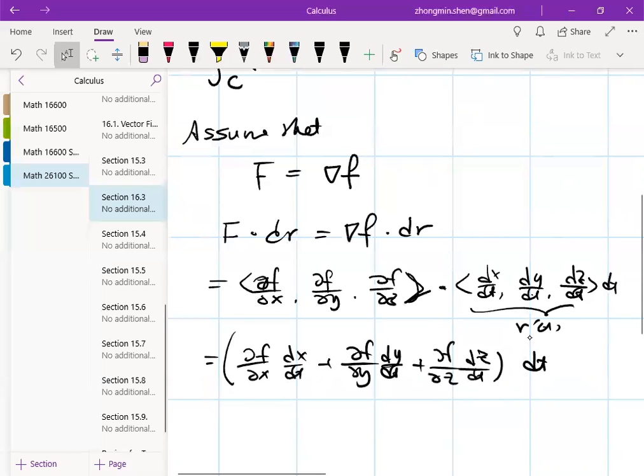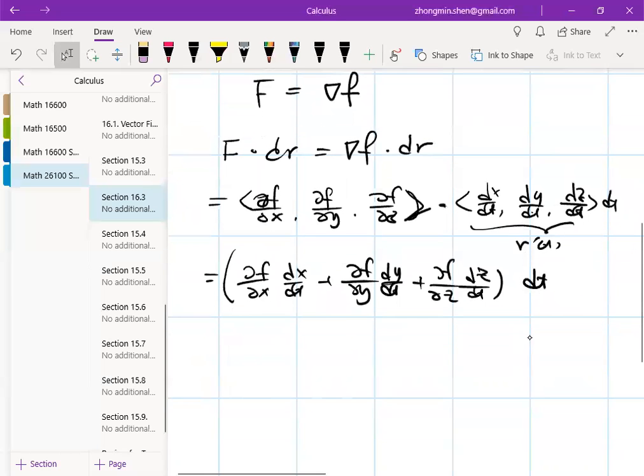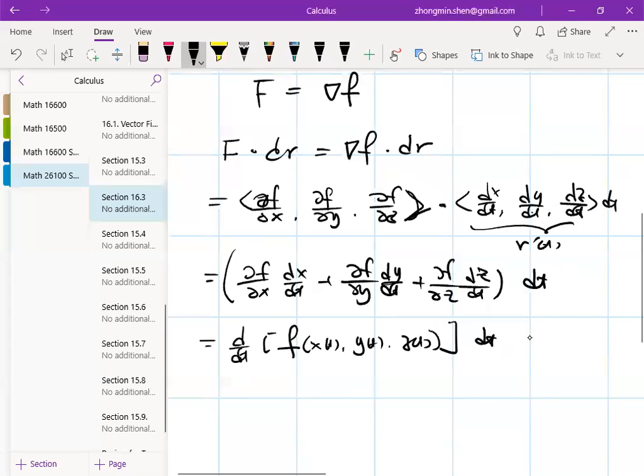This is nothing but the derivative of f with respect to t, the composition. Okay, got it? When you differentiate, that's what you get, right? It's wonderful.